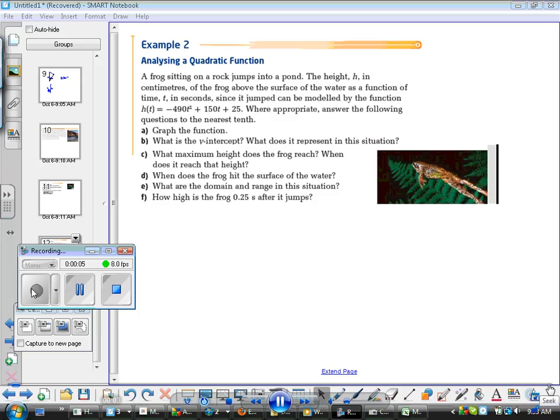All right, so this is example 2 from 3.2, and it's analyzing a quadratic function. A frog sitting on a rock jumps into a pond. The height h in centimeters of the frog above the surface of the water as a function of time in seconds since it jumped can be modeled by the function h(t) = -490t² + 150t + 25. Where appropriate, answer the following questions to the nearest tenth.